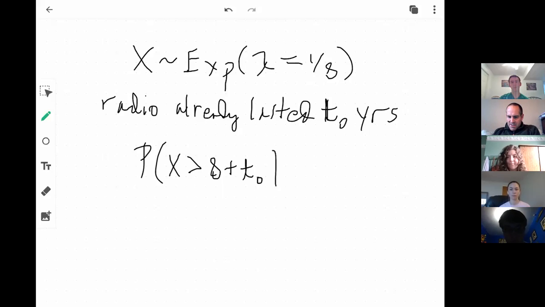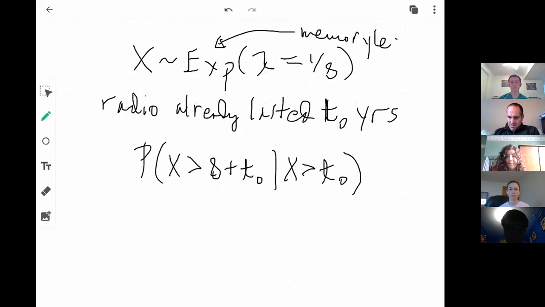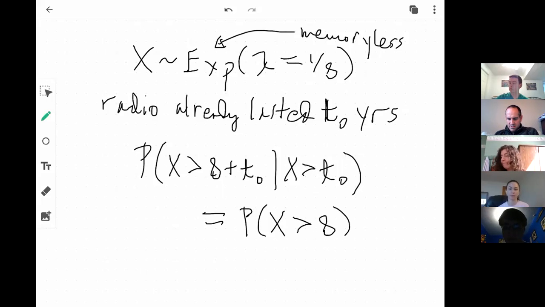Given what? That X has already lasted for T0 years. But remember, what's the key word? Memoryless. This thing has the memoryless property, which means this is just going to be the probability that X is greater than 8.